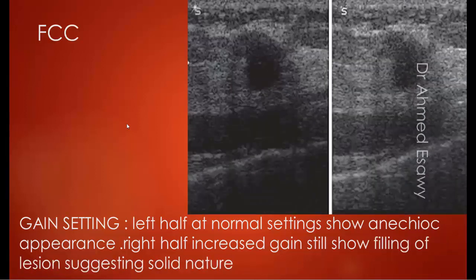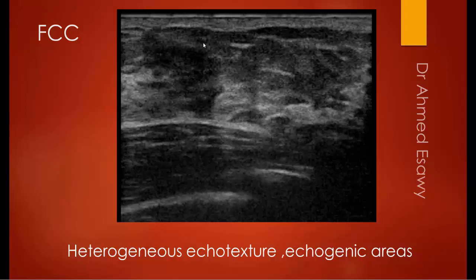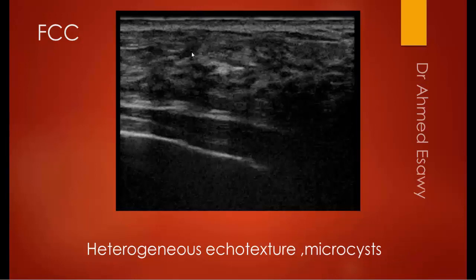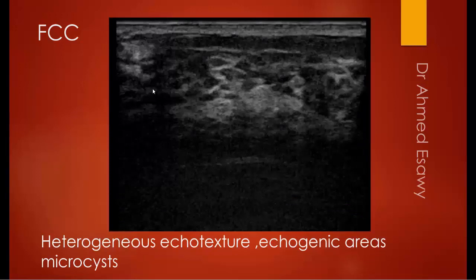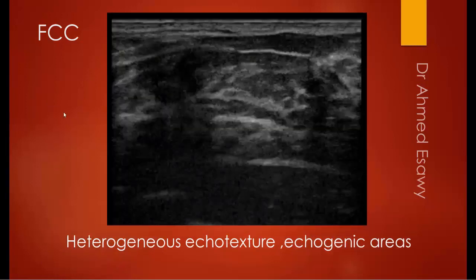Gain setting: normal setting shows an anechoic appearance. Increased gain shows filling of the lesion, suggesting solid nature. This is fibrocystic change. Heterogeneous echotexture and echogenic areas in fibrocystic change. Heterogeneous echotexture and multiple microcysts in fibrocystic change. Heterogeneous echotexture, echogenic areas and microcysts in fibrocystic change. Heterogeneous echotexture and echogenic areas due to fibrosis.